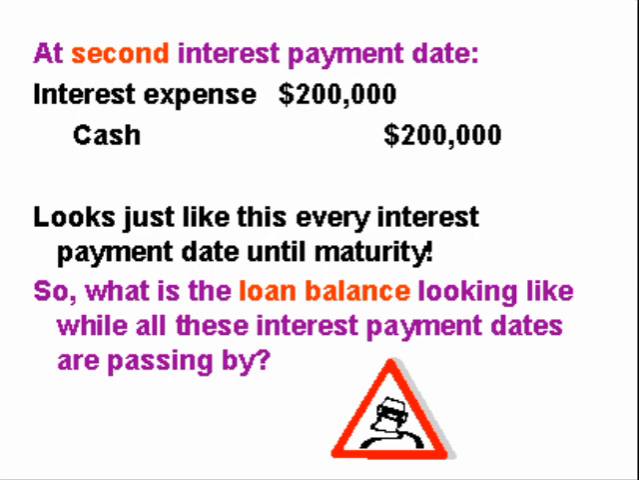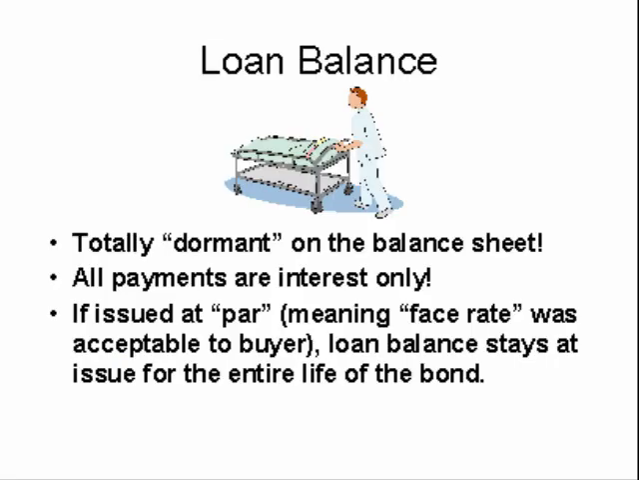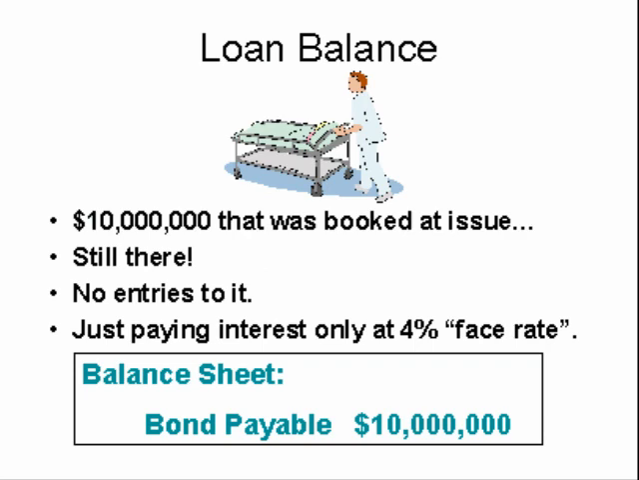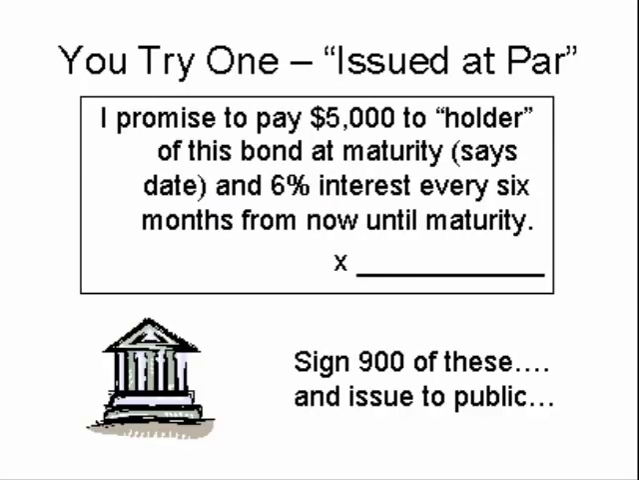Interest-only notes, where there's no difference between the market rate and the promise rate or the note face rate, it's no change. All the interest payment dates look exactly the same, and the liability just stays the same on the balance sheet. There's no changes to it. It's just sitting there. All right, why don't you try one of these first before we get into the fancy kind of bonds?